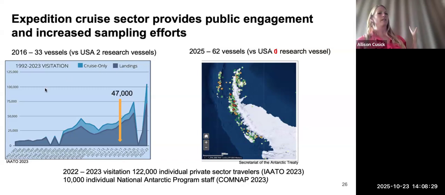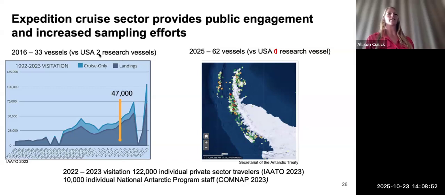So on the left here, this image is showing from 1992 all the way to 2022 to 2023. When I started at Scripps and we designed this program, there were only 47,000 people visiting. The pandemic, of course, nobody went down. And then it's just skyrocketed since. So they built 21 new vessels after the pandemic.